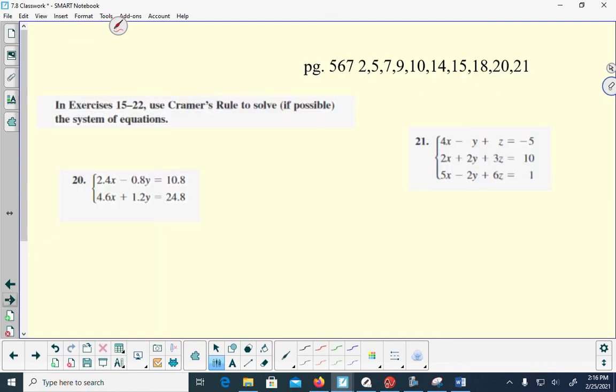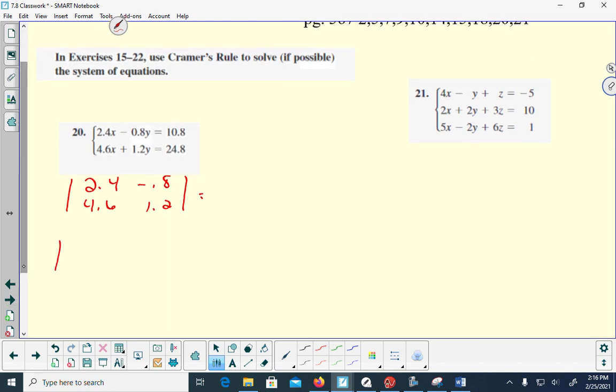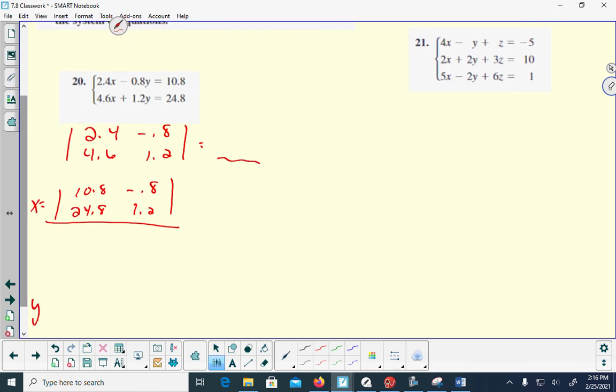Okay, the next one, again, I'm just going to write down what we do, and I didn't do it yet, so we'll do it on the calculator because I want to show you a trick on your calculator because this is a lot of typing. So that's going to be my coefficient, and then my x is going to be 10.8, 24.8. Those are my answers, and then the y column stays the same, and then I'm going to divide that by whatever I get here. And my y is going to be that 2.4, 4.6.